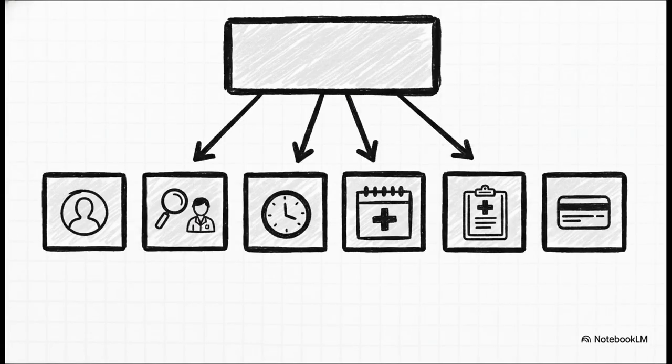All right, on to step 2. We ask ourselves, what are the main things a user needs to do to make that appointment happen? Well, they'll need to register, of course. They'll need to search for a doctor, manage the appointment time, actually book the slot, maybe view their past records, and finally handle the payment. These become our first level of subfunctions.